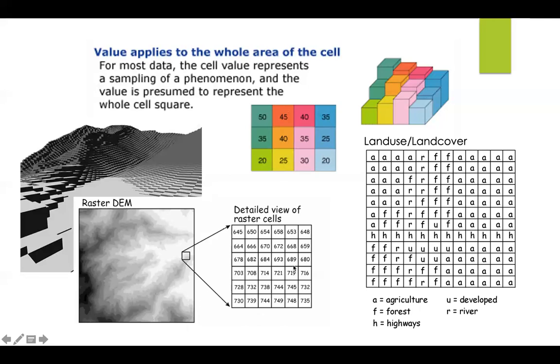But then when we look at it in 3D, we might visualize it like this or like this, where we visualize each cell value as a height. This also works for other types of statistical surfaces like rainfall, where the height of each cell is the value of the rainfall for that cell. For categorical data, like this land use land cover data set on the far right, we can see that each cell represents just one type of land use.